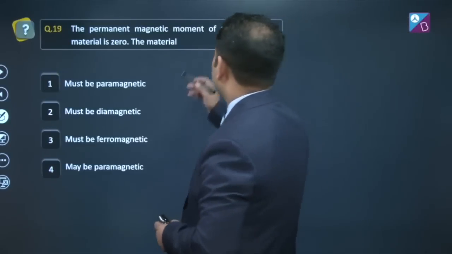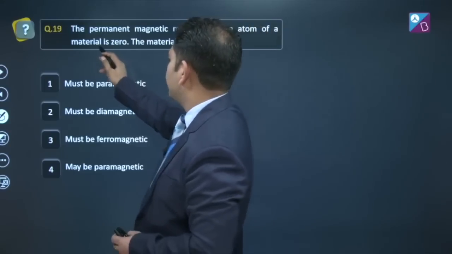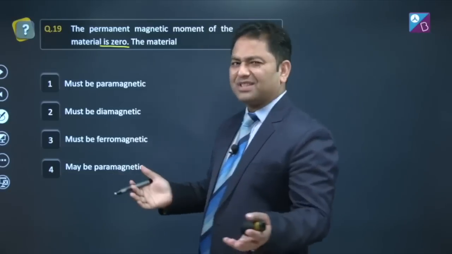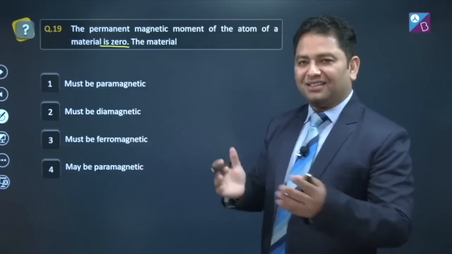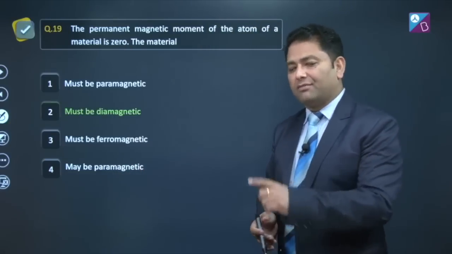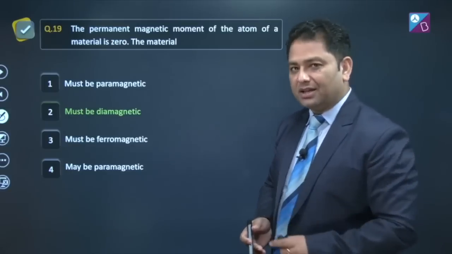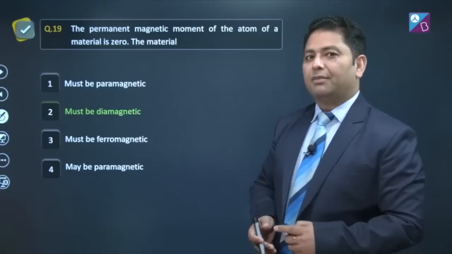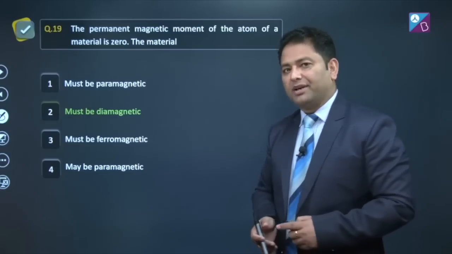The permanent magnetic moment of the atom of material is 0. सीधी सी बात है, fact based. This substance has to be diamagnetic क्योंकि paramagnetic और ferromagnetic में individual atom does possess a permanent magnetic dipole moment.